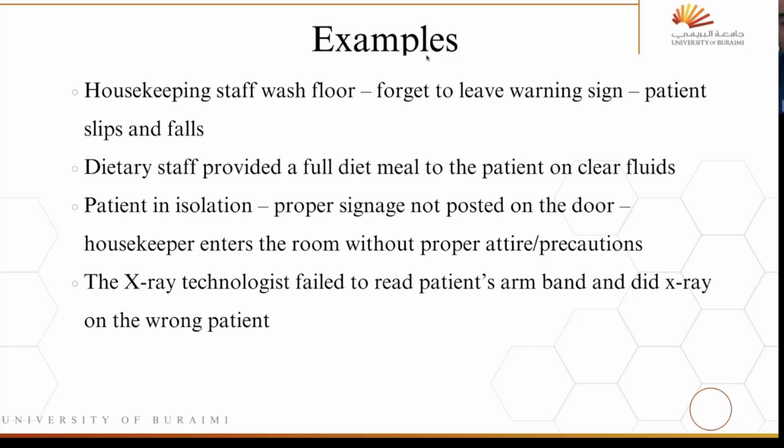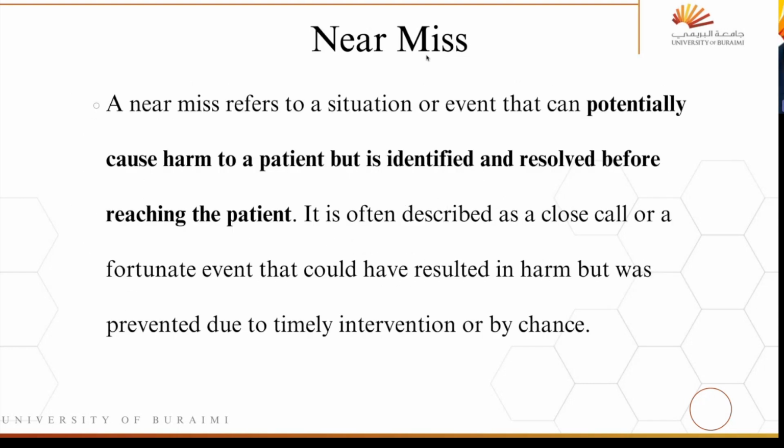Another example: a patient in isolation, where the signs that the patient was in isolation were not clear. So the housekeeper came and did not take the precautions, and then the housekeeper got infected from the patient or brought the infection to the patient. Also, an X-ray technologist failed to read the patient's arm band and did the X-ray for the wrong patient, because there was improper verification of the patient's identity. So these are all adverse events which lead, in the end, to something happening to the patient.